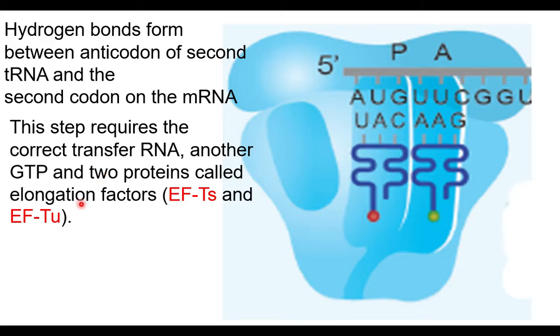And elongation factors Ts and elongation factors Tu are also necessary for this step. Ts is thermostable, Tu is thermo unstable. Hydrogen bond formation needs GTP energy and elongation factors.